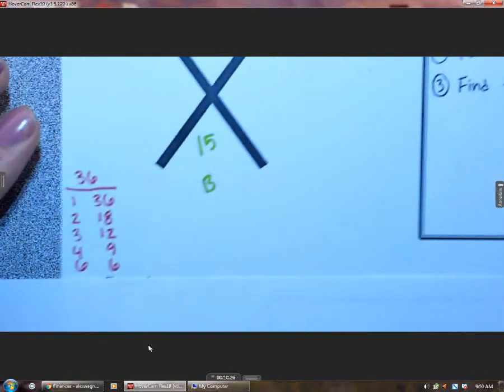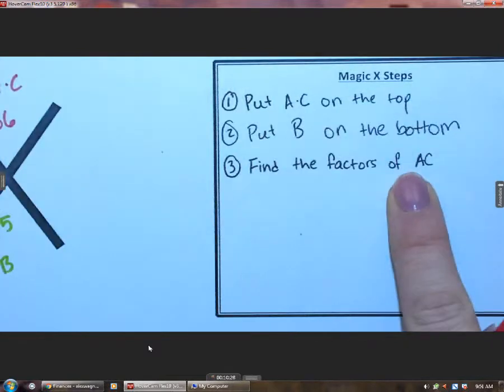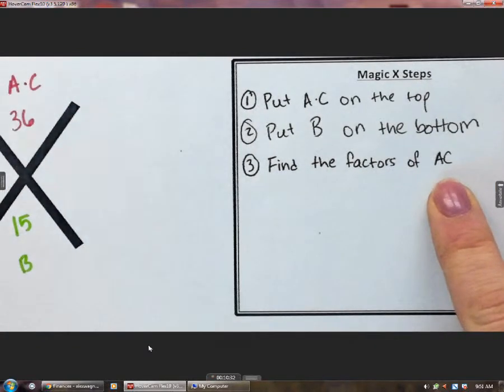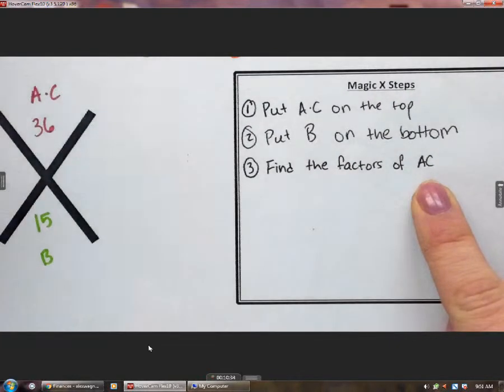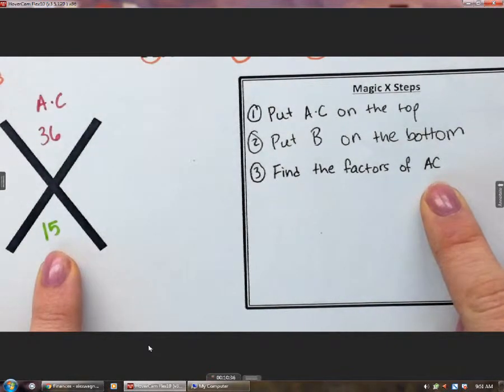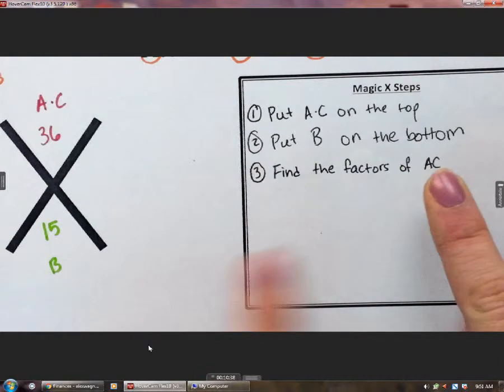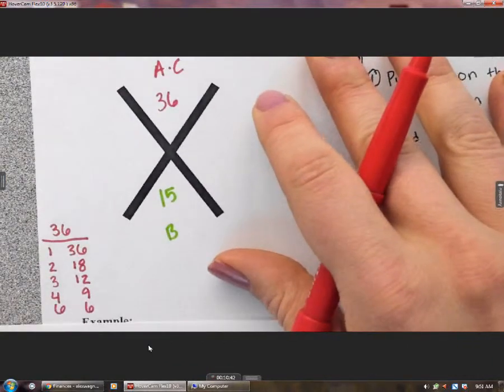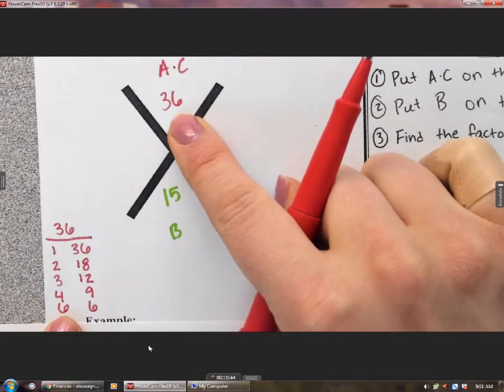Okay, so that was step 3, find the factors of A times C. So we're finding the factors of the top number. It's common on accident to forget that you're using the top number and do it on the 15, but that's not what we're doing. So you're finding the factors of A times C. I color-coded them so that you can see that. It's 36 and 36, both in red.